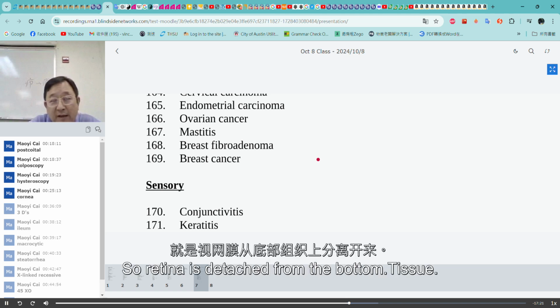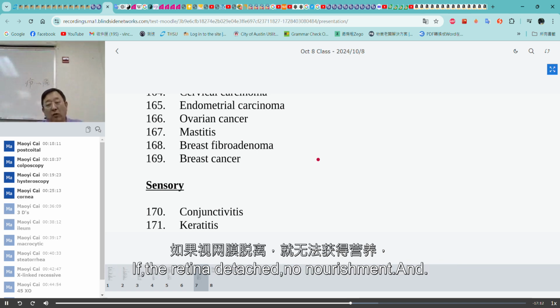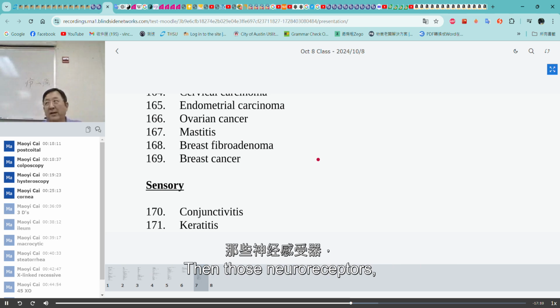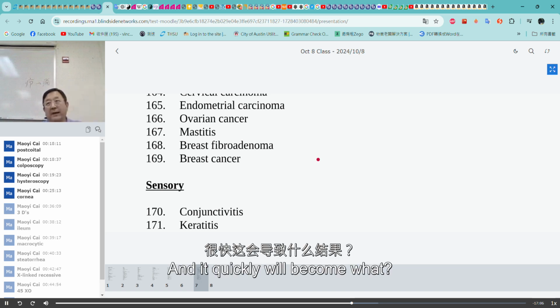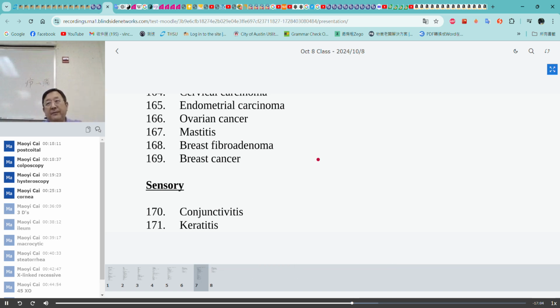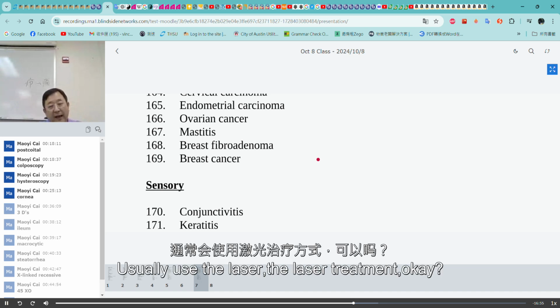Retinal detachment. The retina is detached from the bottom tissue. The bottom has blood vessels that nourish the retina. If the retina detaches, there's no nourishment, and those neuroreceptors, photoreceptors, will quickly become what? Blind. Yeah, retinal detachment. So you have to do surgery, reattachment. Attach it back. Usually we use laser treatment, okay?